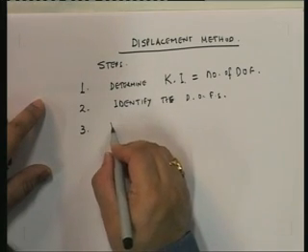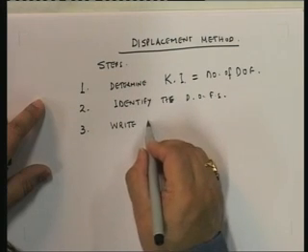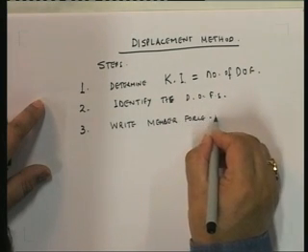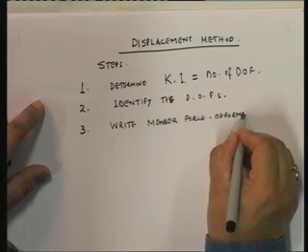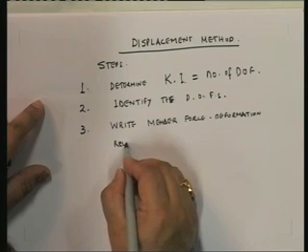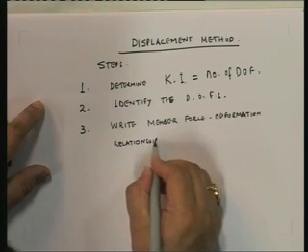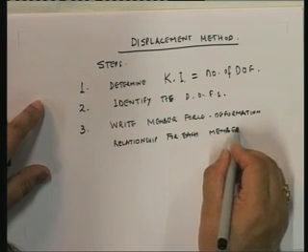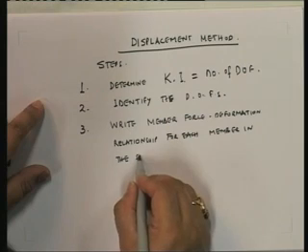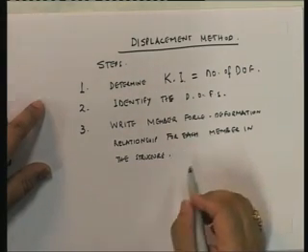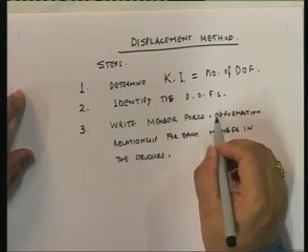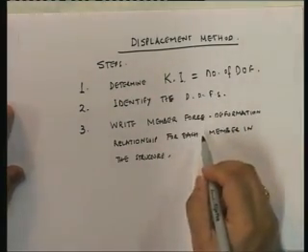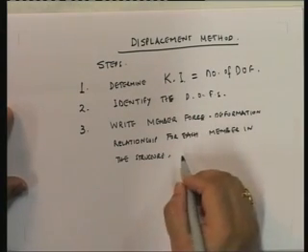Three, write member force deformation relationship for each member in the structure. The assumption that we are making over here, we'll release that much later. Right now, just for simplicity, the assumption that we are making is that each member is considered to be actually axially rigid. So I'm going to write that down.